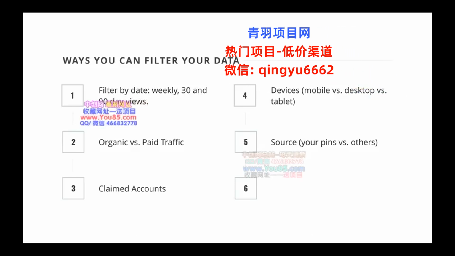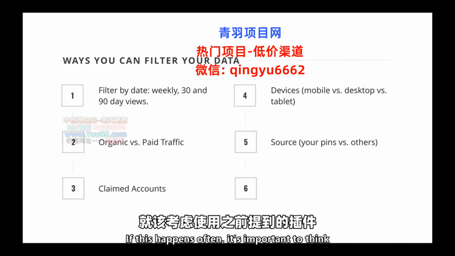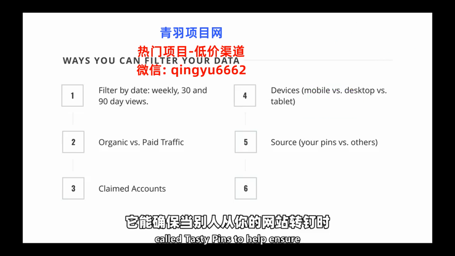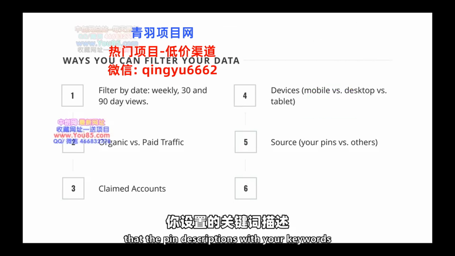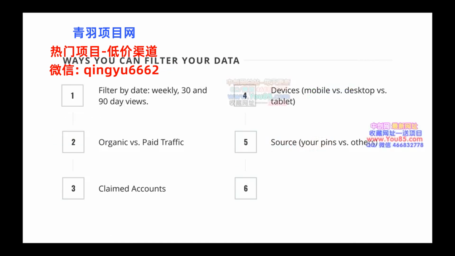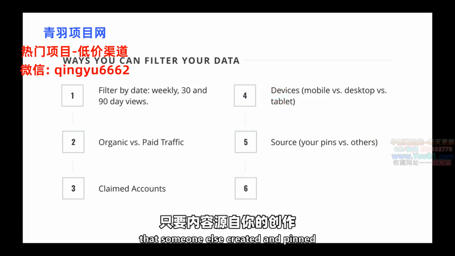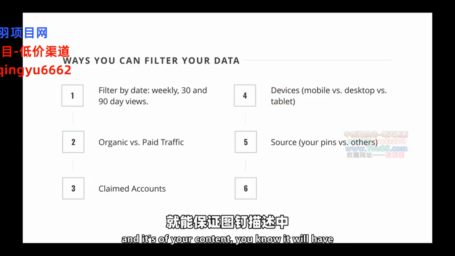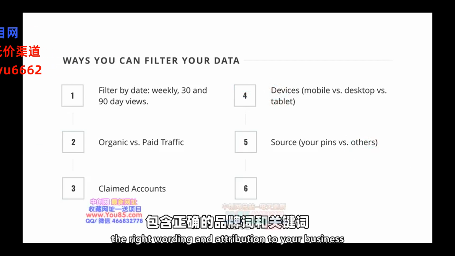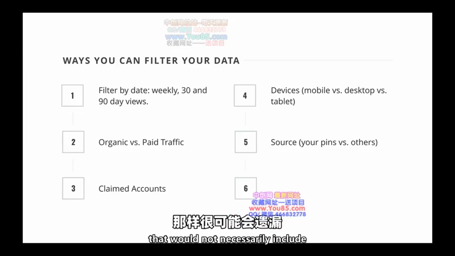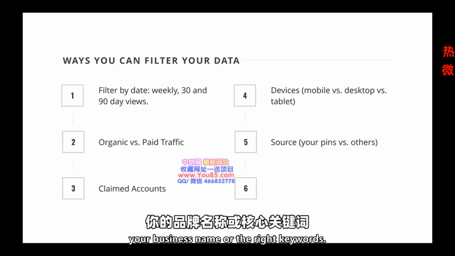something you've brought in. If this happens often, it's important to think about using the plugin we talked about earlier called Tasty Pins to help ensure that the pin descriptions with your keywords carry through when other people pin from your site. This way, if a pin goes viral that someone else created and pinned and it's of your content, you know it will have the right wording and attribution to your business versus a description they may write that would not necessarily include your business name or the right keywords.